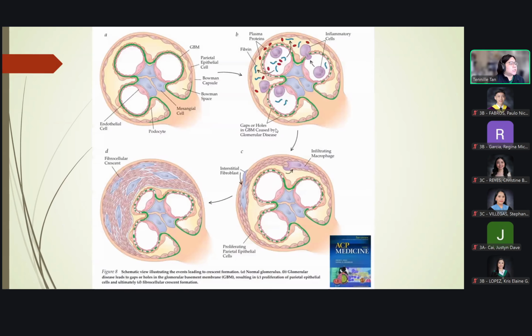So this is just an illustration showing the changes. On letter A is just a normal glomerulus, and you'll see the way the crescent forms is there will be some fibrin, some gaps or holes in the GBM because of the glomerular disease, and there is leakage of your macrophages and other infiltrates in this area. Eventually, the infiltrating macrophages will proliferate, and then there will become fibroblasts here, and that will lead to your fibrocellular crescent formation.